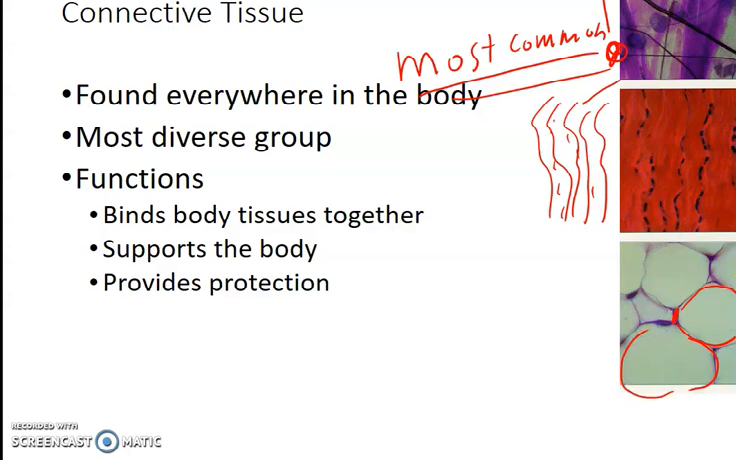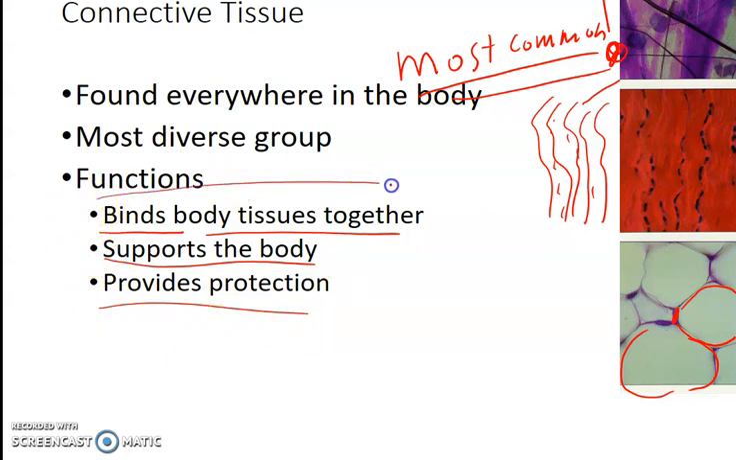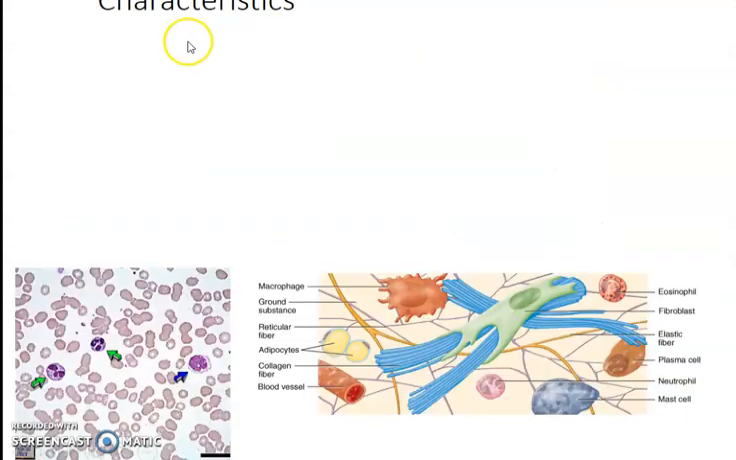So it's a very diverse group. Bone is a connective tissue as well. So it binds body tissues together. How does blood bind tissues together? It connects tissues, it goes everywhere, supports the body, blood takes nutrients everywhere, provides protection, white blood cells. That sounds like blood's a connective tissue. Whereas adipose here, that's the one that should probably be kicked out.